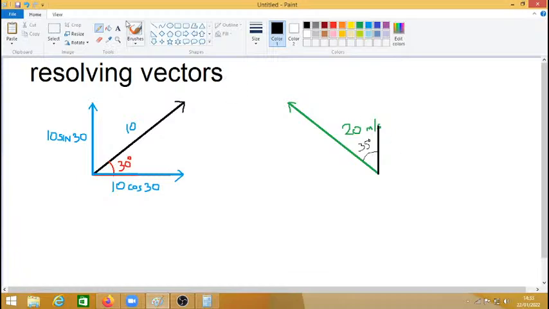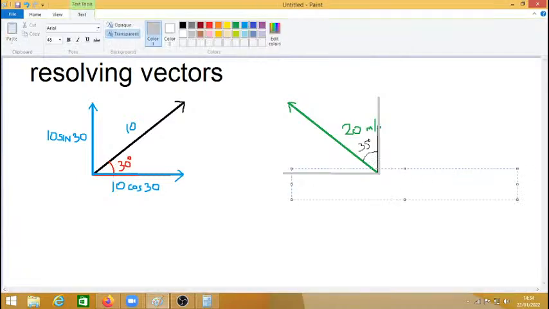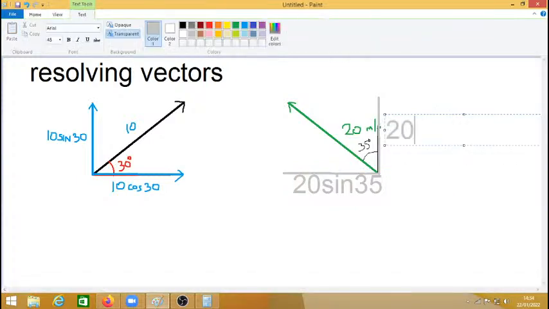Okay, hopefully you've got that. So let's draw it in first. The vertical and the horizontal components: you've got the vertical component going up here, and then you've got the horizontal component going across here. Let's take a look at the horizontal component first. It's not next to the angle, it's not adjacent, so I can't use cos. So this one will be 20 sine 35, and this one is next to the angle, so 20 cos 35.